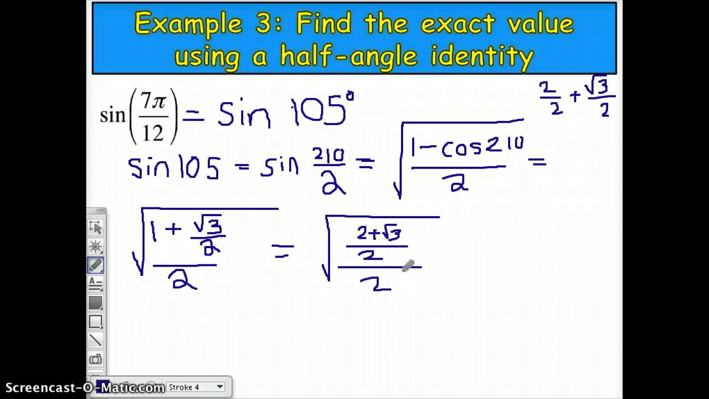Now, when you have a fraction divided by another fraction, right, 2 over 1 would be the other fraction, you know that you can multiply by the reciprocal. So that would be my next step. And that would leave me with the square root of 2 plus root 3 all over 4.